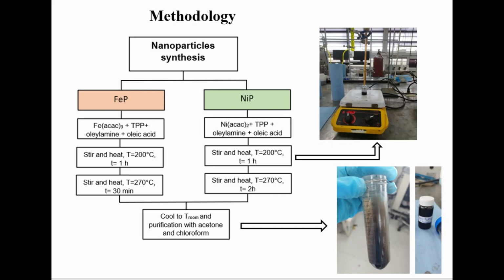This is a nanoparticle synthesis diagram. First, iron or nickel acetylacetonate, triphenylphosphine, oleylamine, and oleic acid were mixed. The solution was heated at 200 degrees for 1 hour. In the second heating stage, the time for iron phosphide was a half hour and for nickel phosphide 2 hours, both of them at 270 degrees. Finally, nanoparticles were purified with acetone and chloroform.